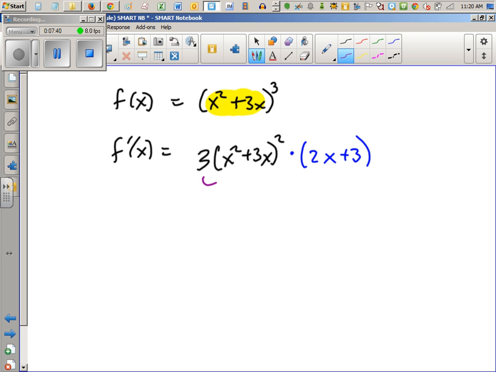Okay, so what is this thing? This is what I like to call the derivative of the outer function. You're just ignoring what's on the inside, and you bring the power down, take away a power. I call that the macro function, the outer function. Then you look on the inside. What's this 2x plus 3? That's pretty obvious. That's the derivative of the inside. So I call that the micro function, the inside guy. So this is the derivative of the outer function, and this is the derivative of the inner function.